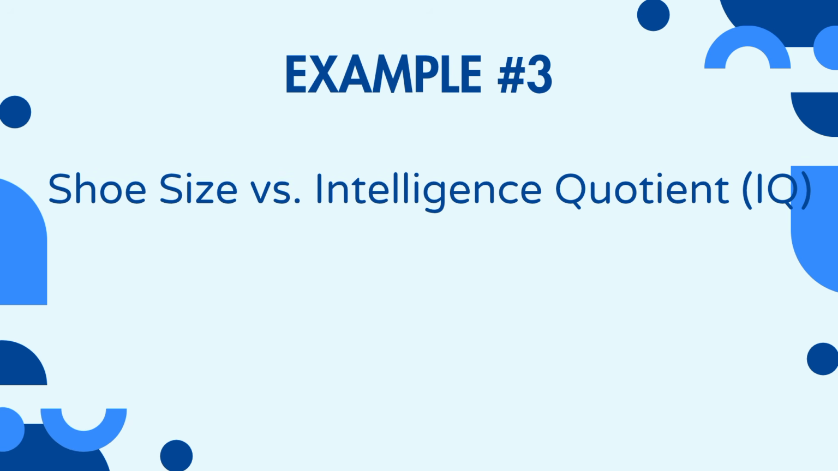Lastly, example number 3. Shoe size versus intelligence quotient, or no correlation relationship. In a scatter plot showing no correlation, there is no visible pattern or relationship between the two variables. One variable does not predict the other. The independent or the x-axis of this example is the shoe size, while the dependent or y-axis variable is the IQ score. The data points of this example, the dots, are scattered randomly across the graph. They do not form a line or a curve.